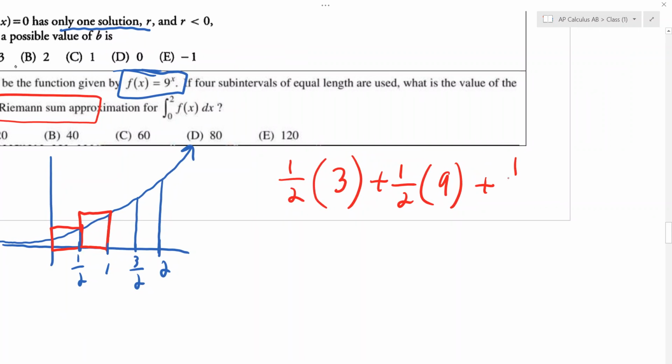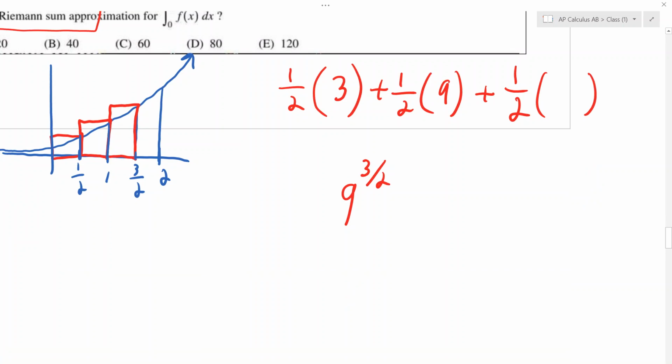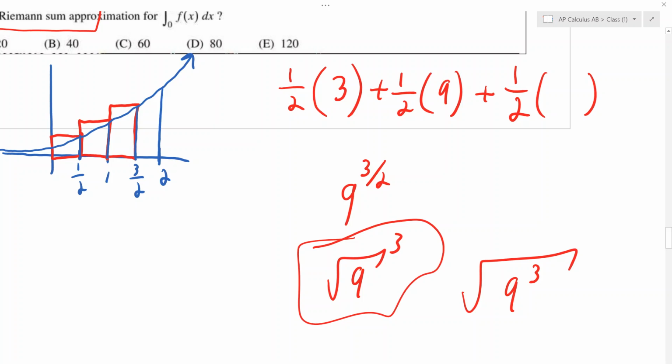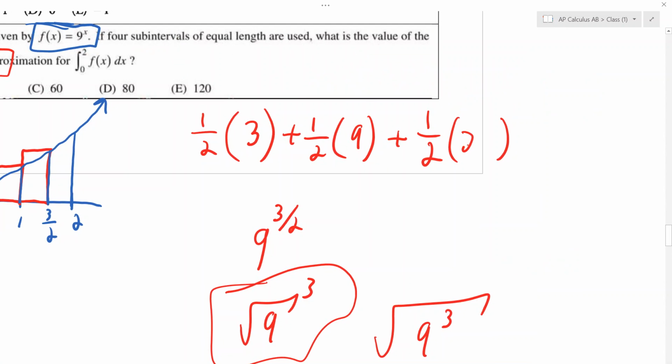Plus a half times the y value at 3/2. Please keep in mind, 9 to the 3/2 is the same thing as the square root of 9 cubed. That's what that means. This is easier to do, kids. Take the square root first and then cube it. Okay? If you cube it first and take the square root, you get bigger numbers. You don't want to do that. The square root of 9 is 3, cubed is 27. Plus 1/2 times the y value at 2, which happens to be 81.